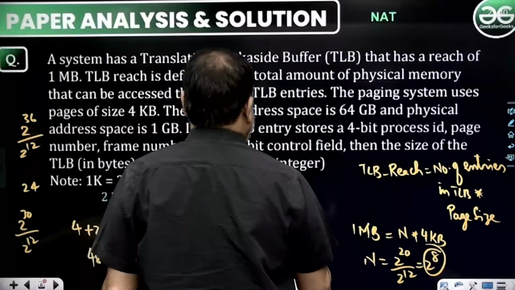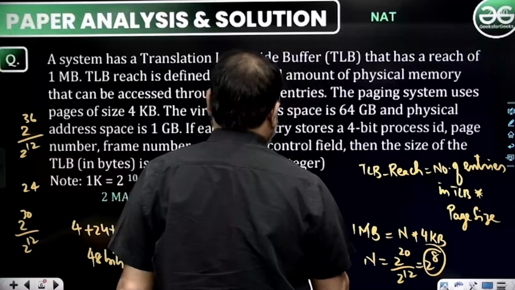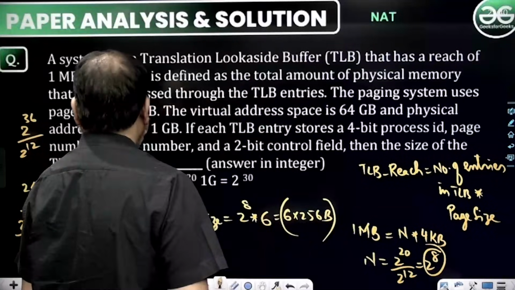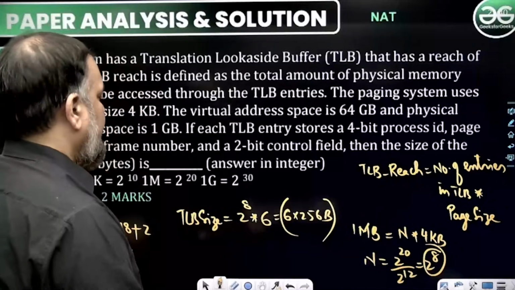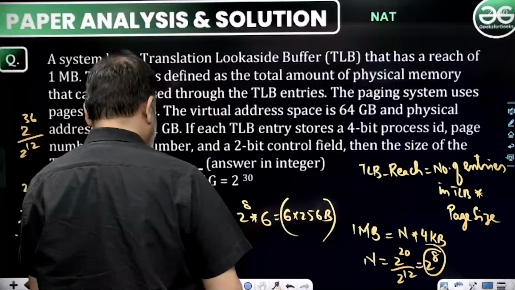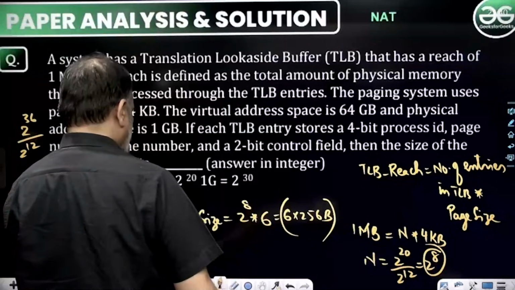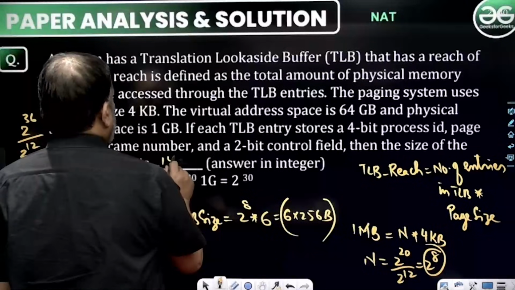So this is 6 bytes into 2 power 8, that is 256. 6 into 256 bytes is the answer for it. So you can make the computation: 1536. So the answer for this is 1536.